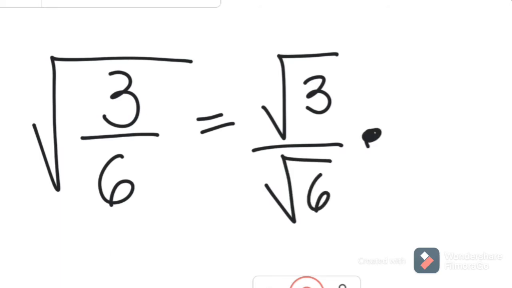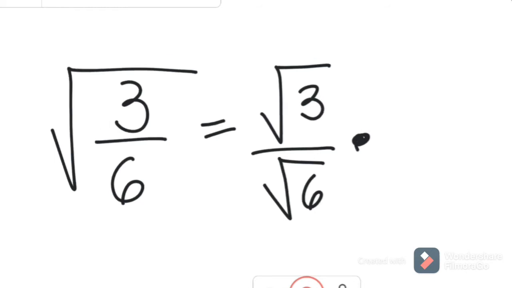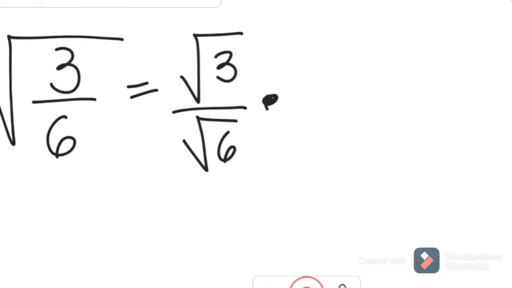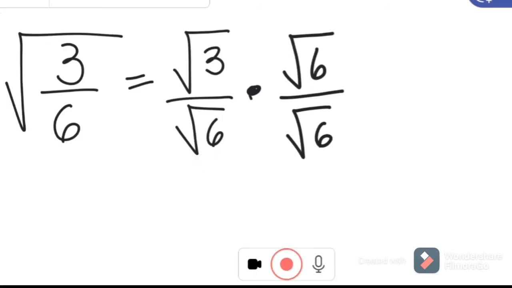To think of a number that when we multiply to 6 will be a perfect square. So that would be a square root of 6. Make the numerator and the denominator the same since this will be equal to 1 and nothing will be changed in our given.